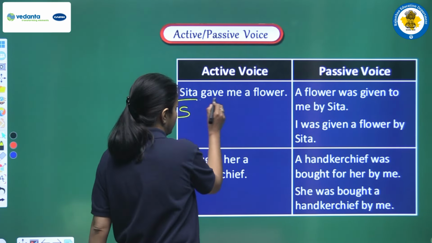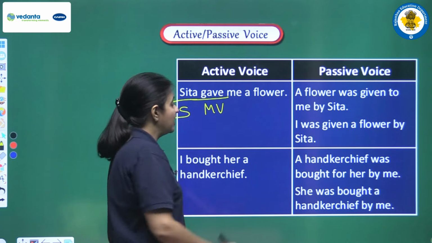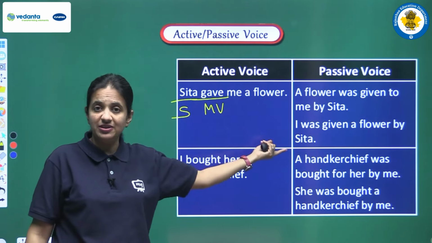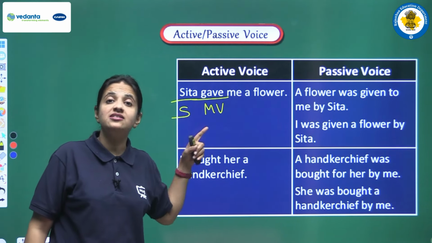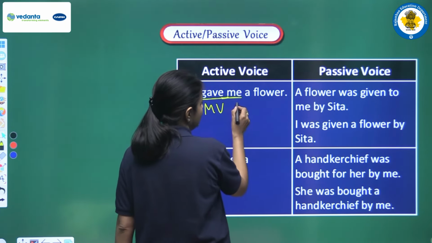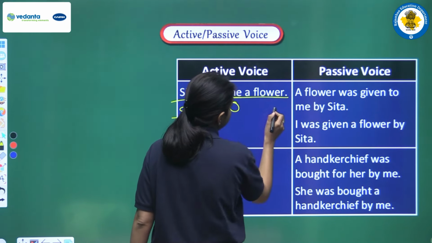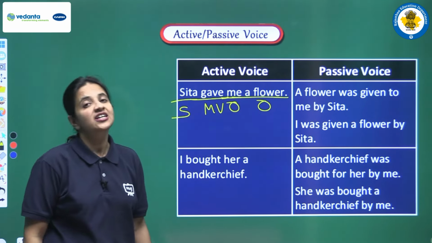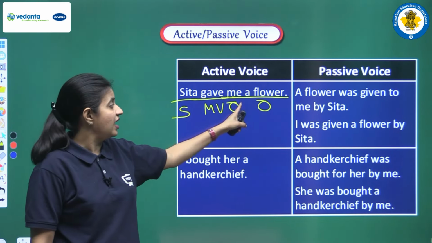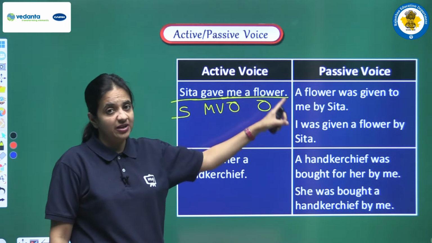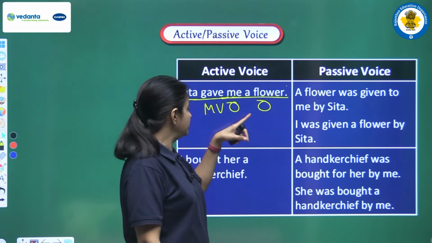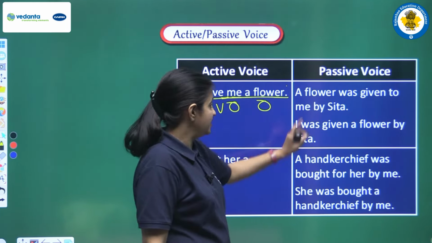Now we are having gave. Gave is a main verb and that is second form of the main verb, and we are having no helping verb in the sentence. So it means this is past simple tense, right? Now we are having me. So yes, me is the object and a flower, this is also object. So yes, this is the example of a double object. In this sentence we are having two objects. So it means we are having two options here, and in two ways we can convert this sentence into passive voice. So let's see the first one.